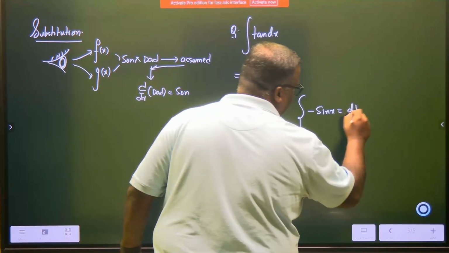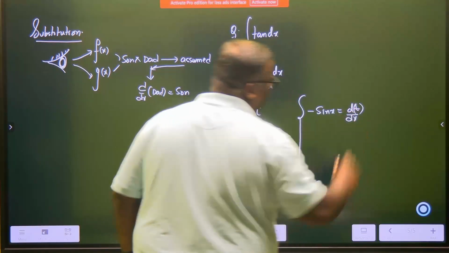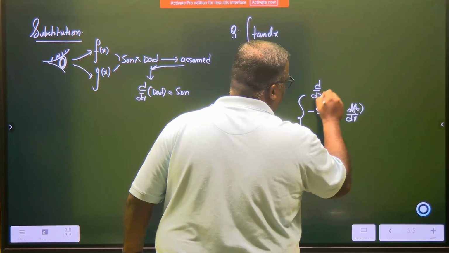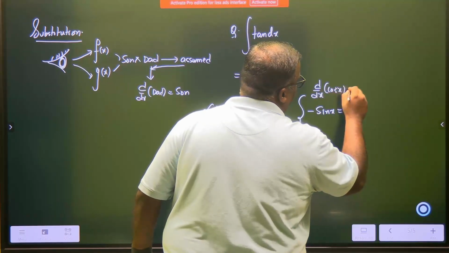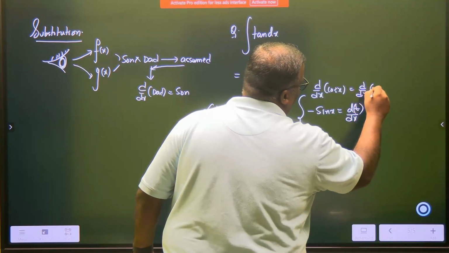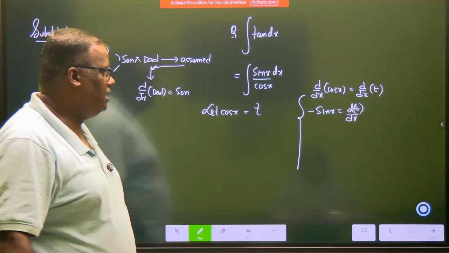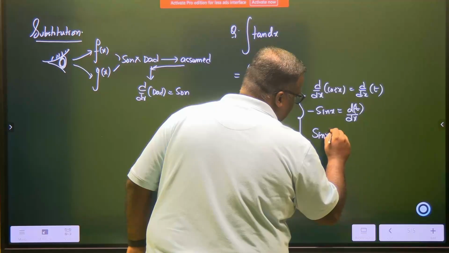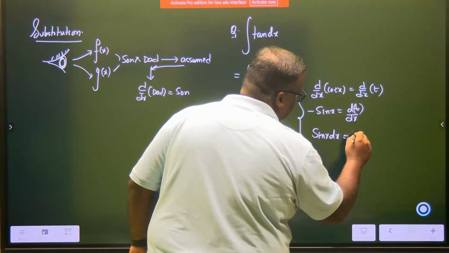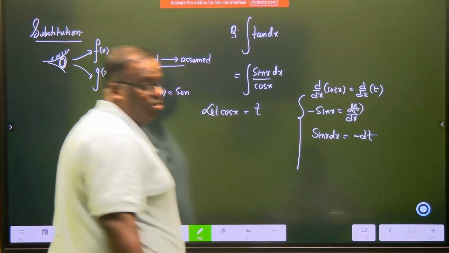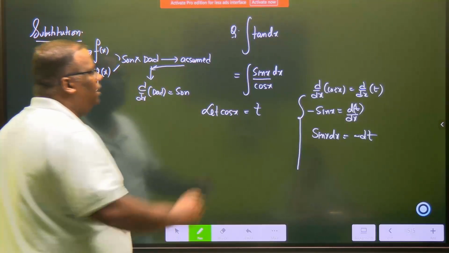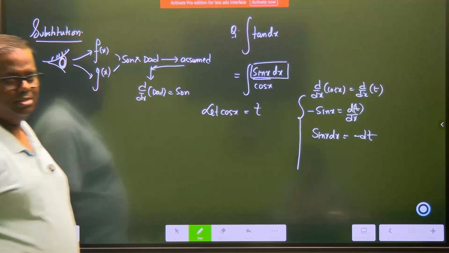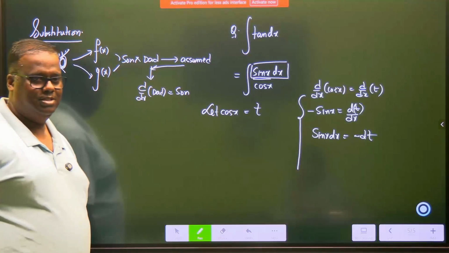Equal to dt by dx. d/dx of cos x is equal to d/dx of t. I'm differentiating both sides. All right. Now, if I make this as sin x dx, this becomes negative dt. Do you agree or not? Madam, sin x dx is mentioned out here. The son is born, right?